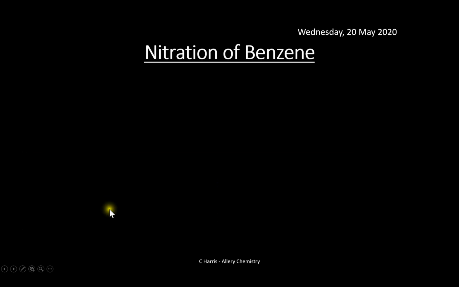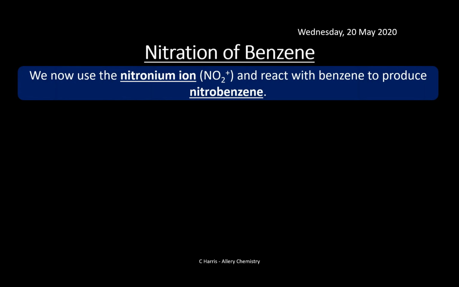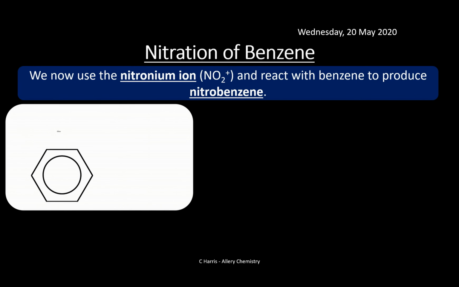Okay, so now we've got to use that nitronium ion that we've just made and react it with benzene to produce nitrobenzene. Okay, so let's draw our benzene ring here, and you can see we've got our nitronium ion here. Exactly the same as your Friedel-Crafts. So your electrons are going to move from this delocalized ring structure towards the NO2+.